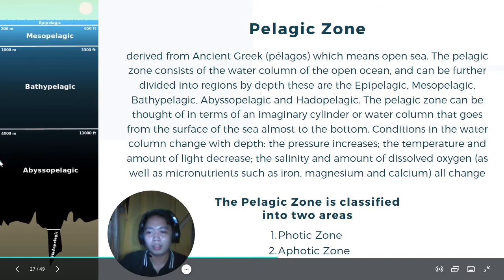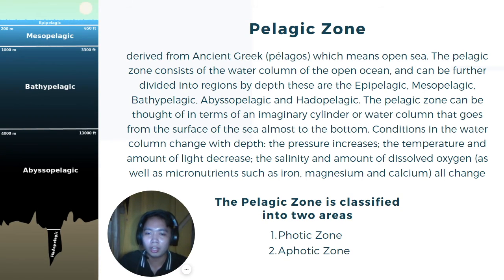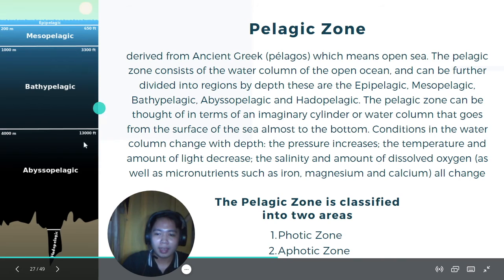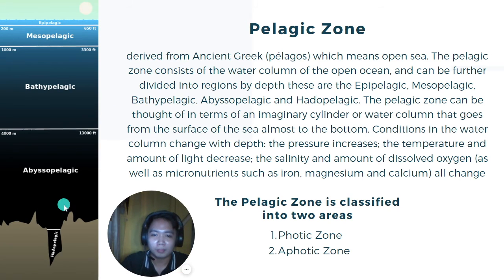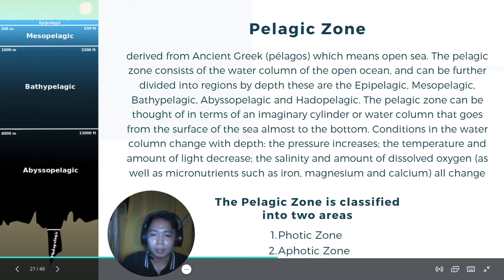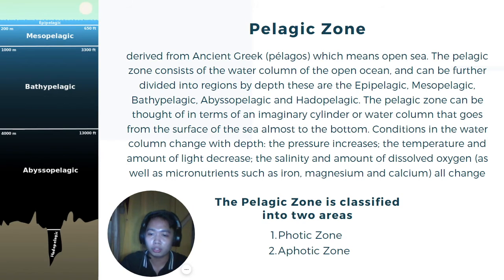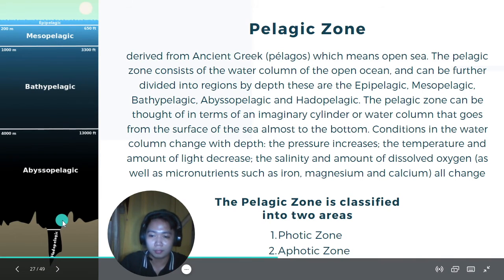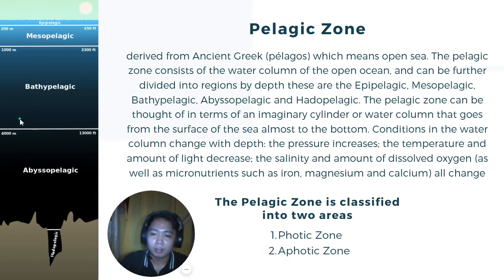The pelagic zone can be thought in terms of an imaginary cylinder or water column that goes from the surface of the sea down to the bottom. So, kada areas or kada kalalumon niya kay mag-vary ang iyang condition sa water because as the column changes with depth, ang pressure maga-increase. Also, the temperature and the amount of light decrease, and the salinity and the amount of dissolved oxygen as well as micronutrients such as iron, magnesium, and calcium ay also change depende sa kalalumon sa water. So the pelagic zone is classified into two areas, the photic zone and the aphotic zone.